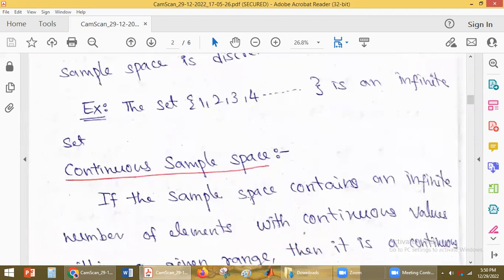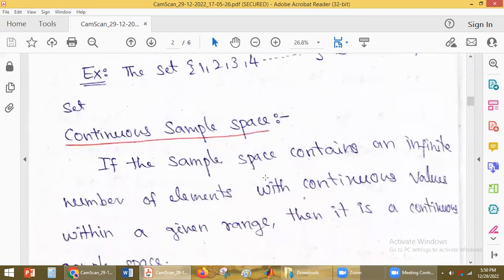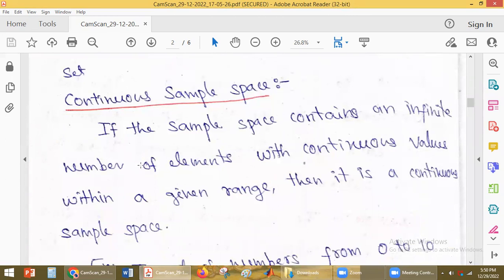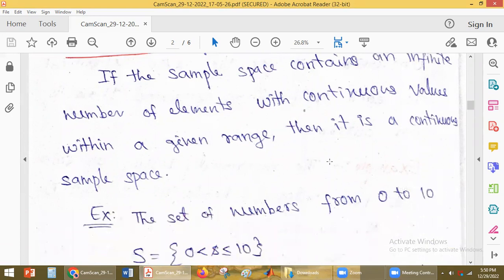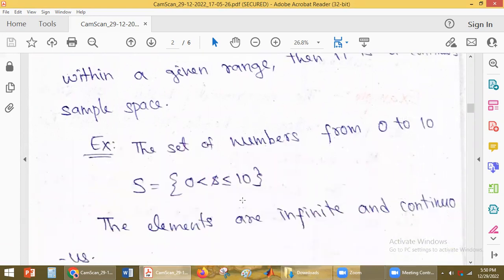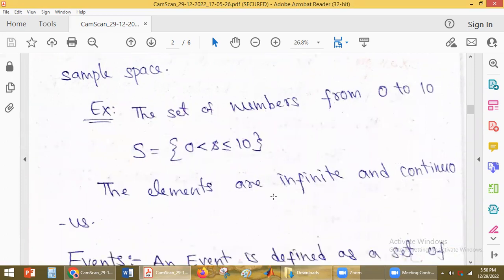In the case of a continuous sample space, the sample space contains an infinite number of values with continuous values within the given range. So it is the continuous sample space. For example, if you take the set having the values from 0 to 10. So it has continuous values from 0 to 10. So it has an infinite number of values and it is also a continuous sample space.